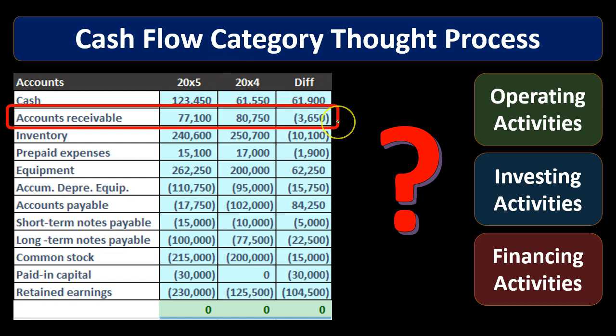So when we look at the change in accounts receivable, for example, if we go through our thought process, we're going to say, okay, accounts receivable was at $80,750 in the prior year. End of the current year, it's at $77,100. That means it went down by $3,650. So our goal here is just to determine which category that change belongs to. Is it operating, investing, or financing?